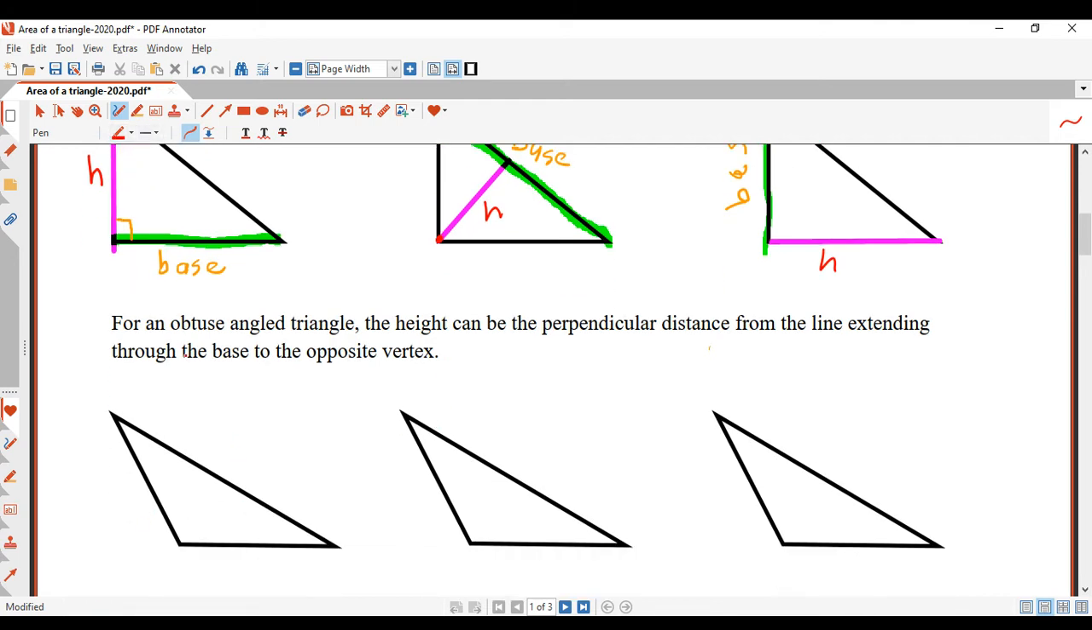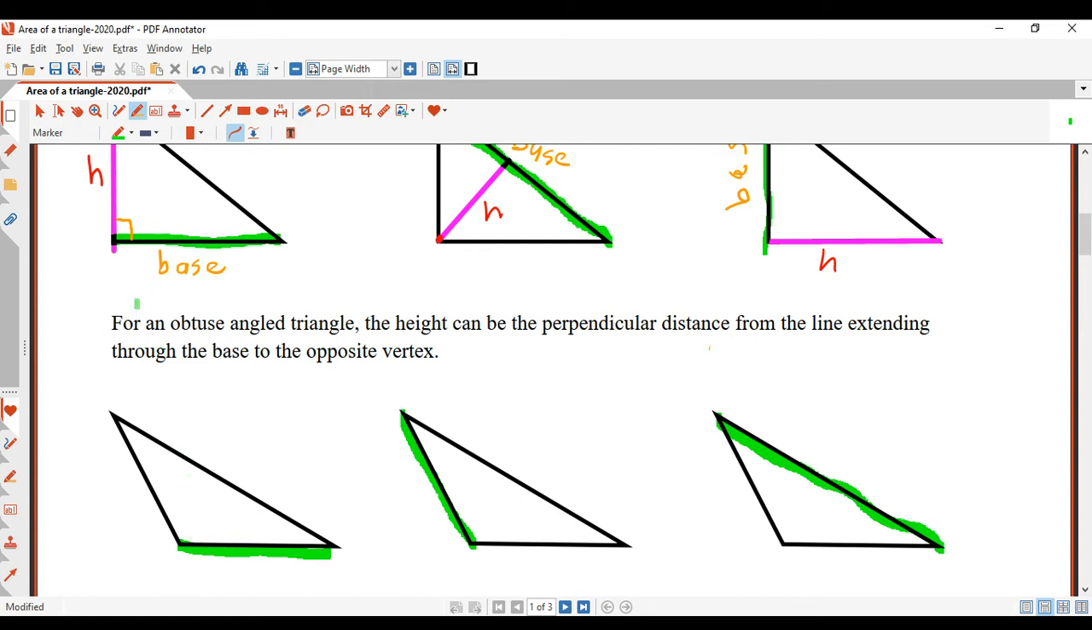So let's start with the base again. So any side can be the base. So let's start off with this side. So here's the base in the first triangle. Here's the base in the second triangle. And then here's the base in the third triangle. So any side can be the base. Now, we've got to mark in the perpendicular height.